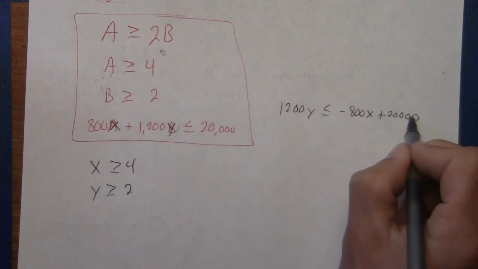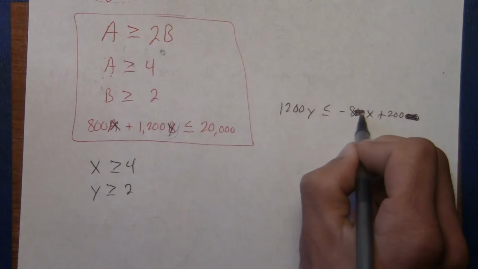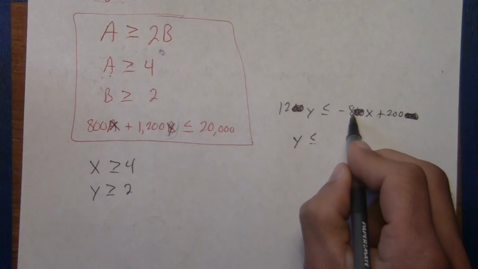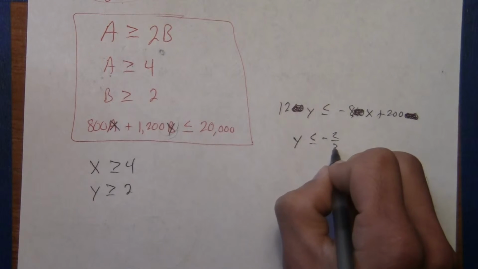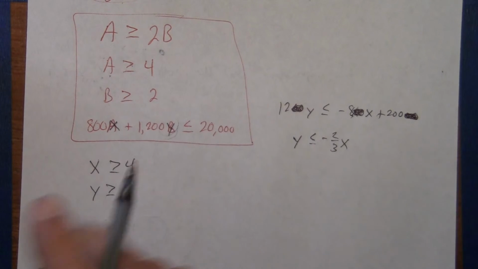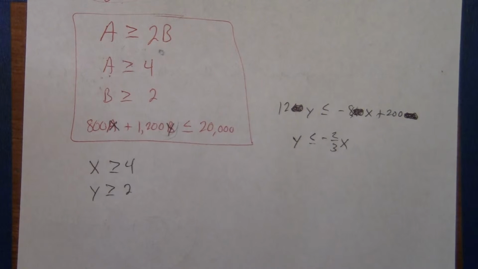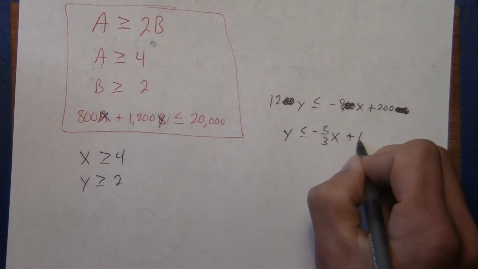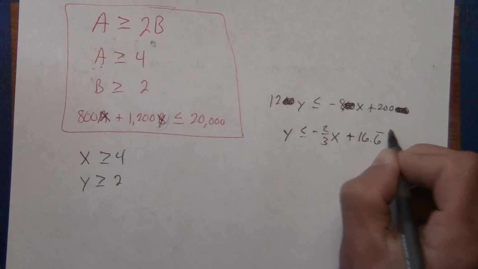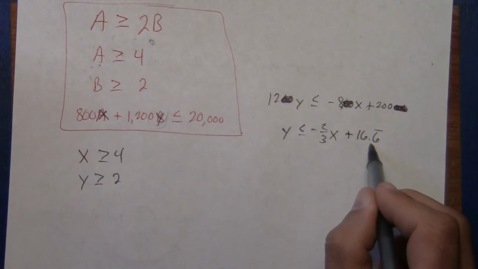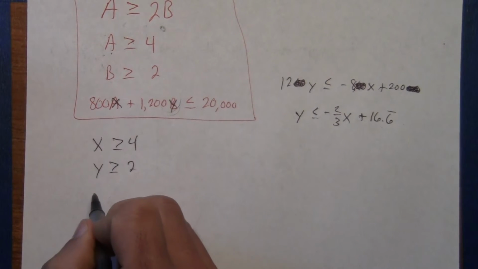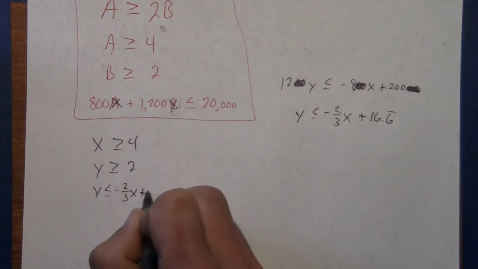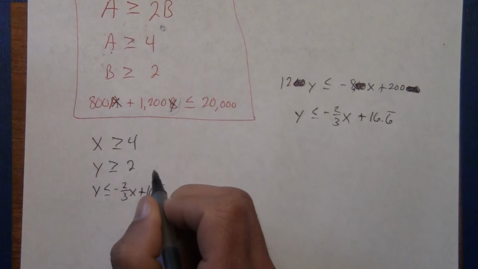I see all the zeros here. I'm just going to get rid of 2 sets of zeros. In other words, divide everything by 100 just to make the numbers a little bit nicer. Divide by 12 and simplify. 8 divided by 12 is going to give me negative 2/3 X. 200 divided by 12, if you need to, you can go ahead and divide that out with your calculator. That's eventually going to give you 16.6 repeating. And I just want to have an idea of what that number is, what it's between. So Y is less than or equal to negative 2/3 X plus 16.6 repeating.